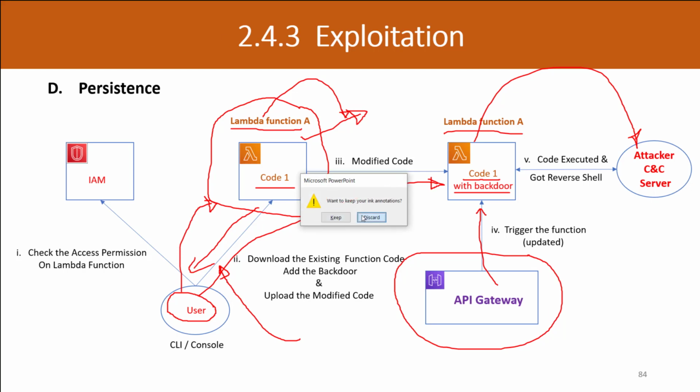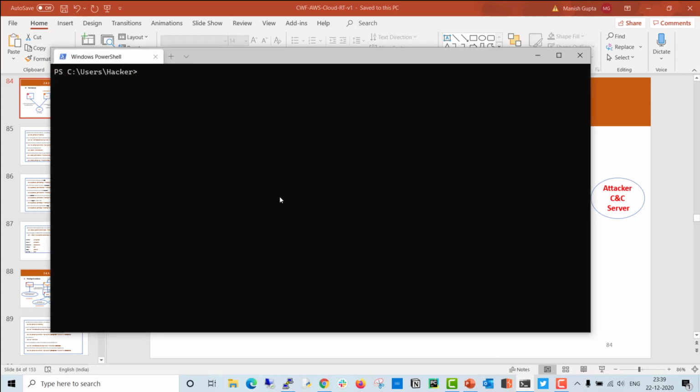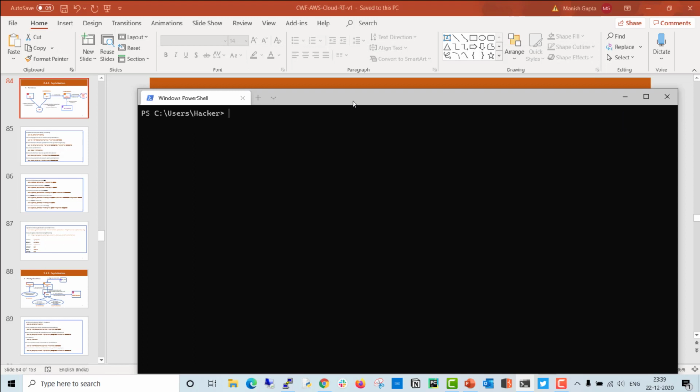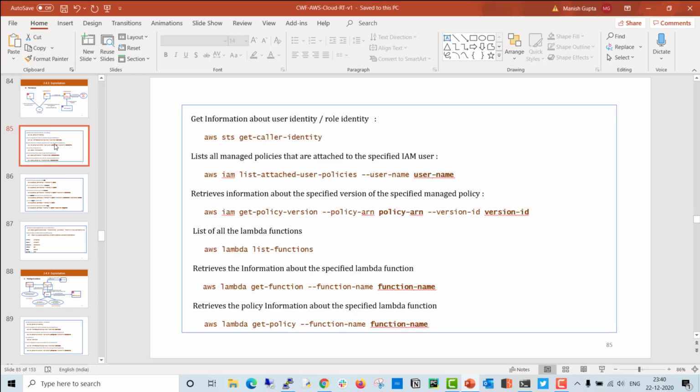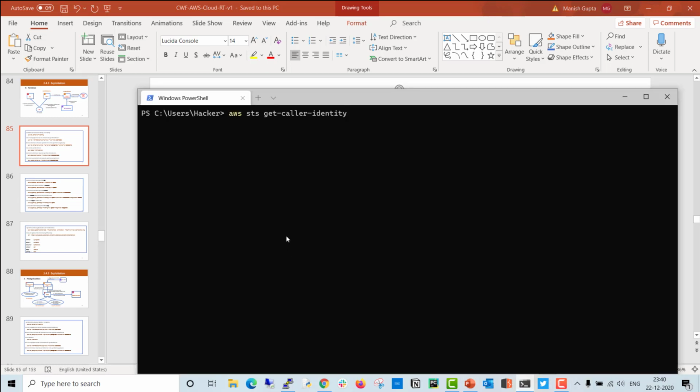Okay, so suppose I compromised a user. This user has sufficient rights. So first we have to check what rights this user has. Currently I have already configured my AWS CLI with the secret key. Let's see which user I compromised and what rights I have. Let's start one by one. You can see here I'm using STS to identify which user or role the key I configured belongs to.